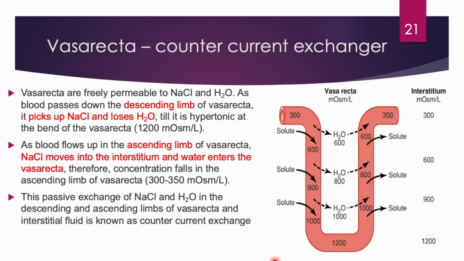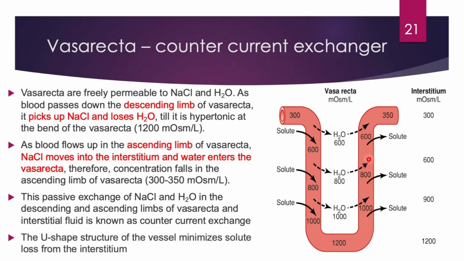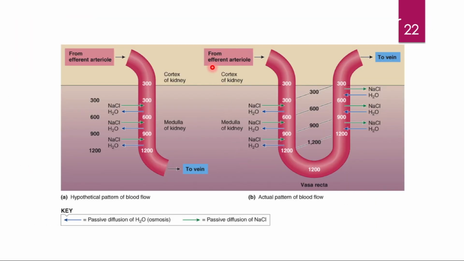The U-shaped structure of the vessel minimizes solute loss from the interstitium. What this means is, if the vasa recta has only one limb, the blood that will enter the vein will have osmolarity of 1200 milliosmol per liter. So this will disrupt the ECF osmolarity. The U-shaped structure of vasa recta helps to prevent solute loss, as sodium chloride will again be reabsorbed at the ascending limb of the vasa recta. So the blood that will enter the vein has an osmolarity of about 325 milliosmol per liter.